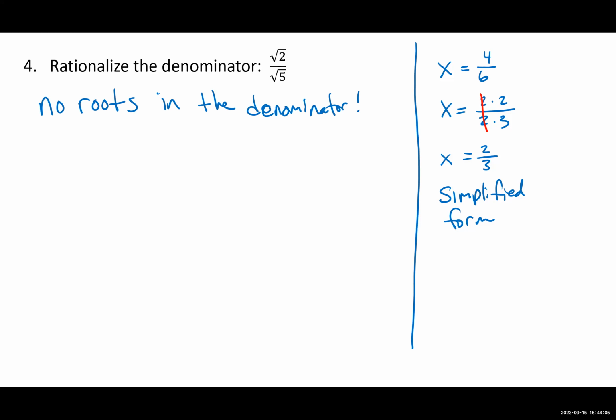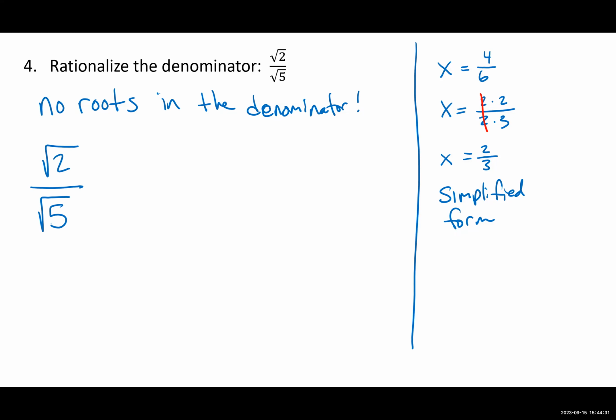So for this to be considered simplified or reduced, we have to get rid of the square root of 5 on the bottom. There cannot be a square root of 5 on the bottom. On top is okay. The square root of 2 on top is fine. It's the bottom. It's the denominator. We cannot have a root on the bottom. So we have to get rid of that somehow.